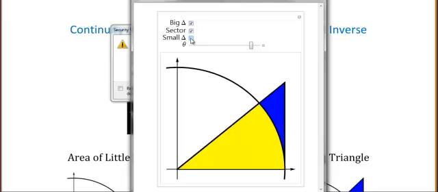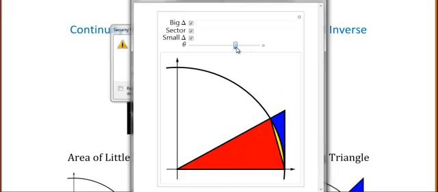Now the idea is that the area of the little triangle is less than or equal to the area of the sector, which in turn is less than or equal to the area of the big blue triangle. And we'll look at that. Because of that, that order relationship, little triangle, sector, big triangle, stays the same as theta goes to 0. This will help us with our limit.